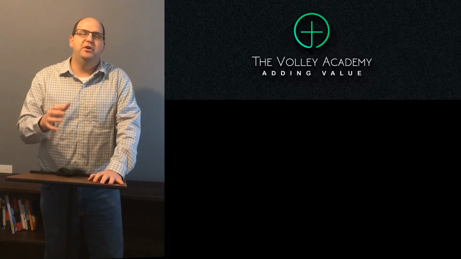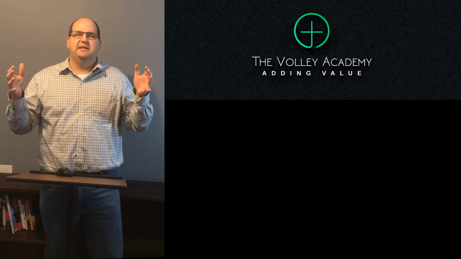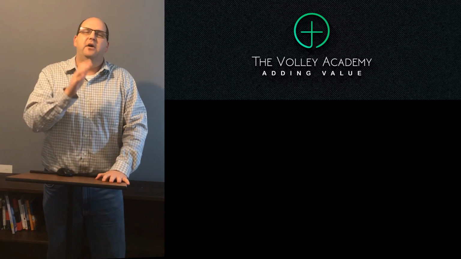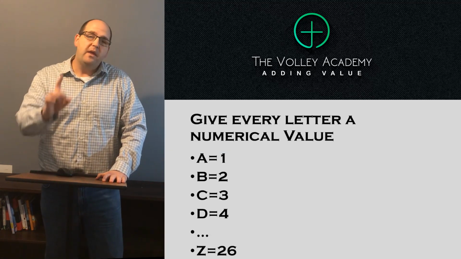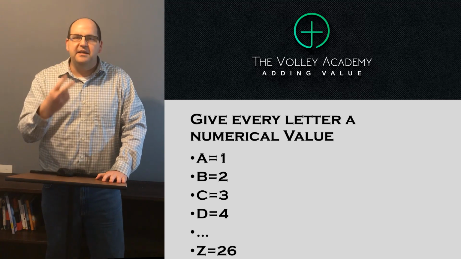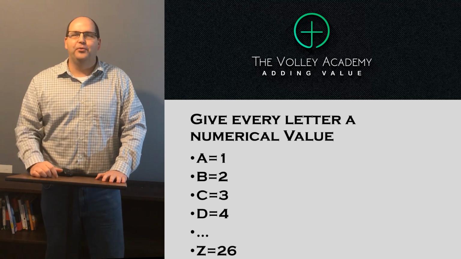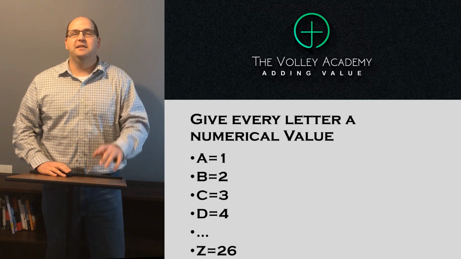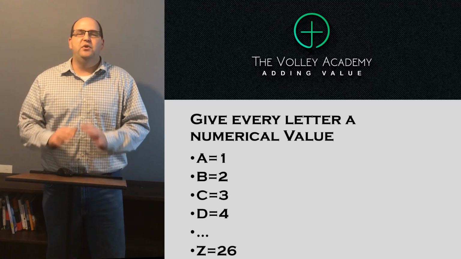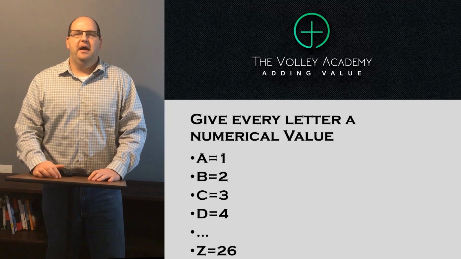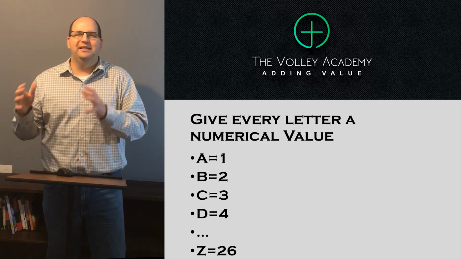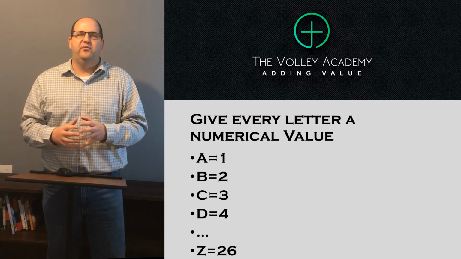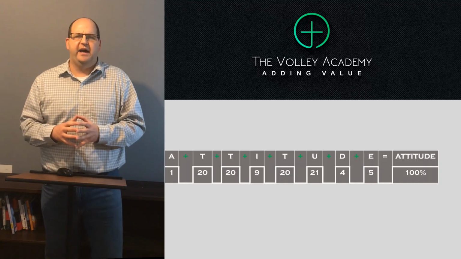So today what I'm going to do is take the alphabet from A to Z. There are 26 letters, and I'm going to give each letter a numeric value. A is equal to 1. B is equal to 2. C is equal to 3. D is equal to 4. E is equal to 5. And then Z is equal to 26. So if you take the word attitude and you go all the way through all those letters in attitude and you add up all of their numeric values, it gives you, well, let's take a look at it.